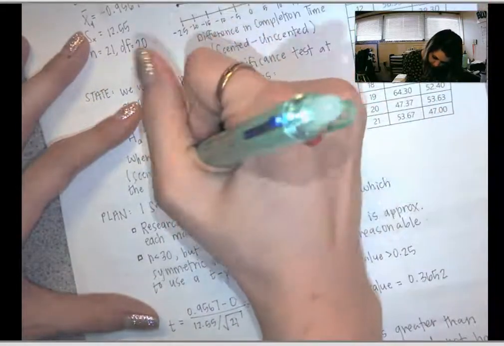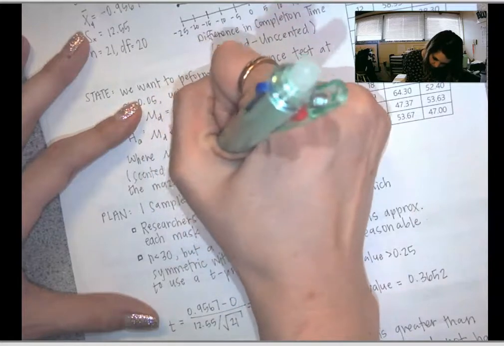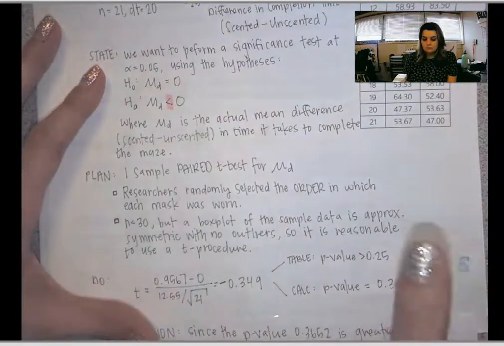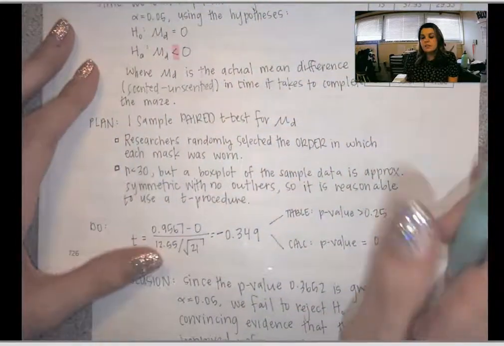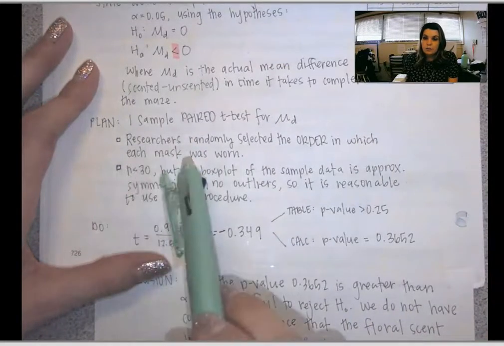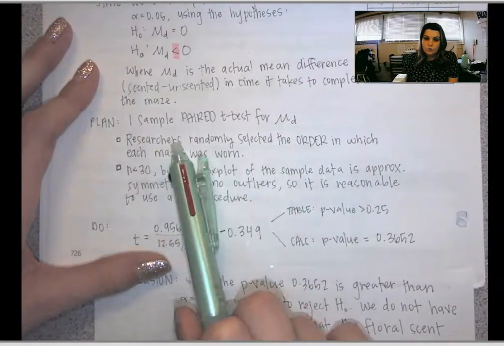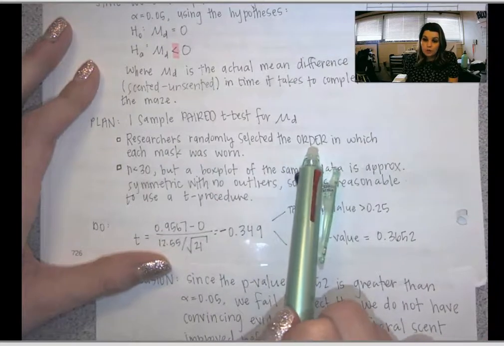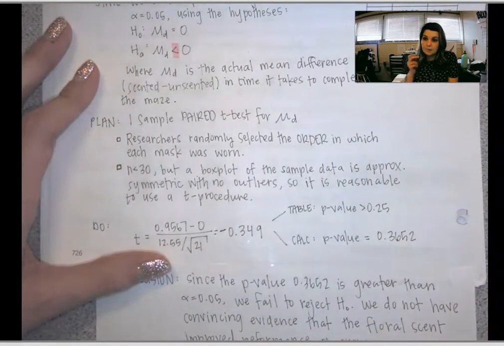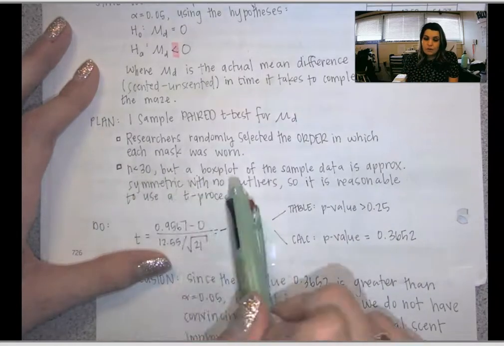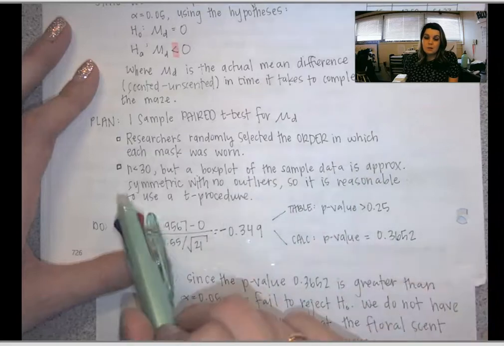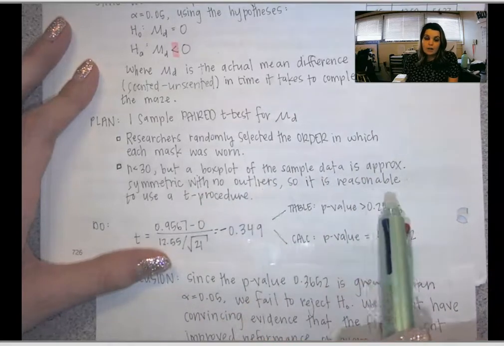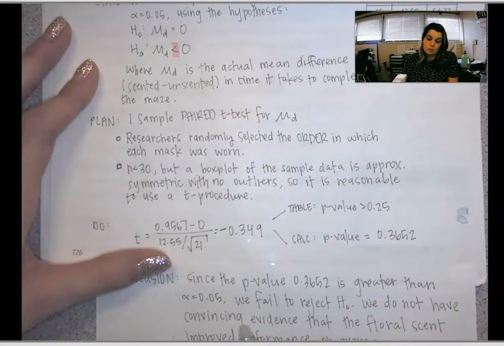Then we're doing a 1 sample paired t-test for mu sub D. That makes us sound like geniuses. Make sure that you wrote that in. I checked all my conditions and it was very similar to the first problem we did together. So researchers randomly selected the order that they assigned the mask the participants wear. N is less than 30, but a box plot of the sample data is approximately symmetric with no outliers, so it is reasonable to use a T procedure.